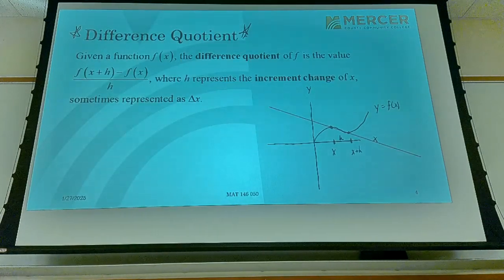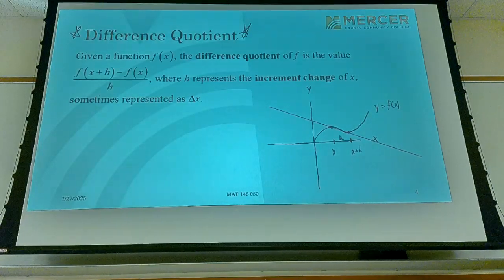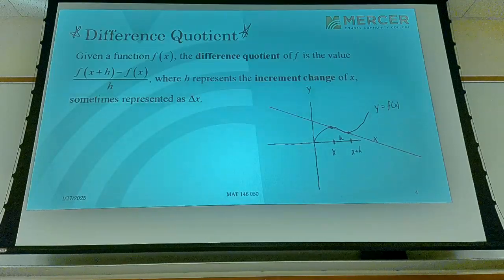No, but this does lead into a tangent line. Tangent line is from calculus. This is the secant line. So a secant line just connects 2 points. It's a line through 2 points of a function.